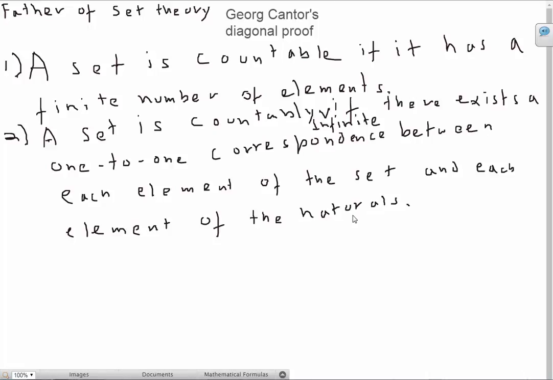In today's video, we'll be looking at Georg Cantor's diagonal proof. Georg Cantor was the father of set theory. He pretty much invented set theory, and one of his most famous proofs was the diagonal proof, in which he proved that there are different kinds of infinities. But before we get into the proof, there are some things that we have to know.